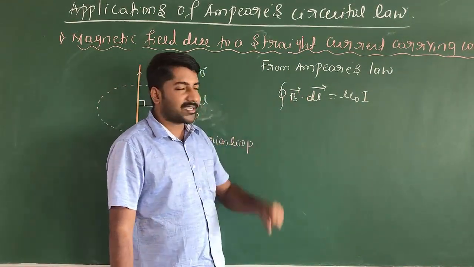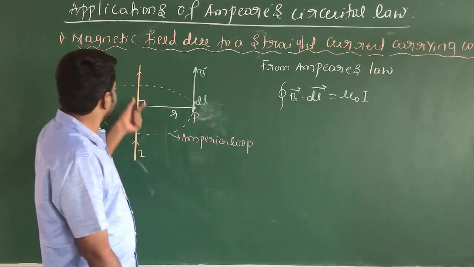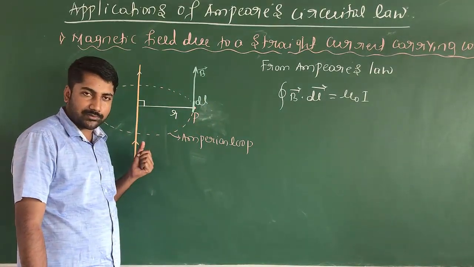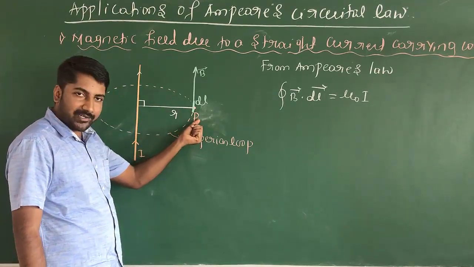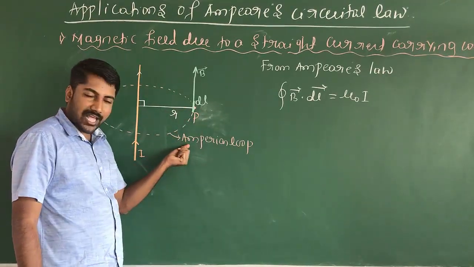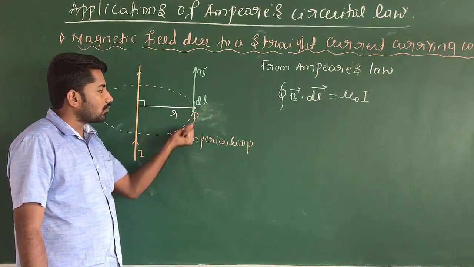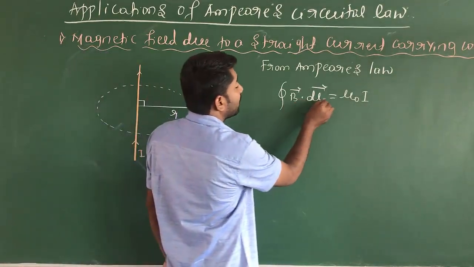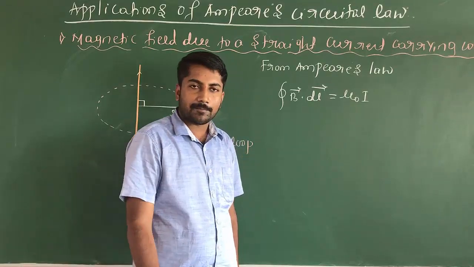Using this Ampere's circuital law, when current is flowing in this conductor, a certain magnetic field is produced. To find this magnetic field, we use this Amperian loop, and from it we find the magnetic field at this point. The line integral of B dot dl is equal to mu naught into I. This is the statement of Ampere's circuital law.